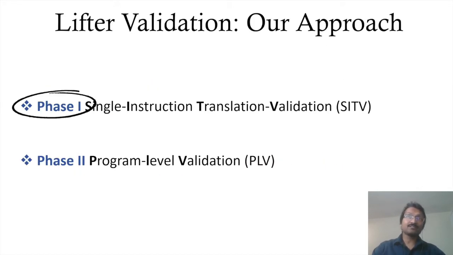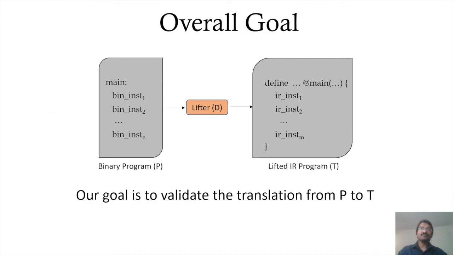In the next few slides, we will walk through the first phase of our approach using a short animation. Let me reiterate our goal. On the left, we have a binary program P, which is lifted by a lifter, which is Maxima in our case, to a lifted IR program T on the right. Our goal is to validate the translation from P to T.